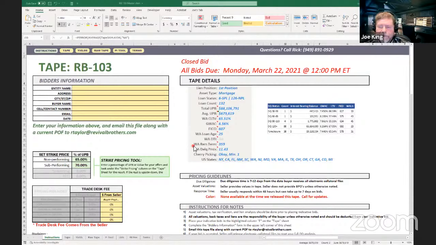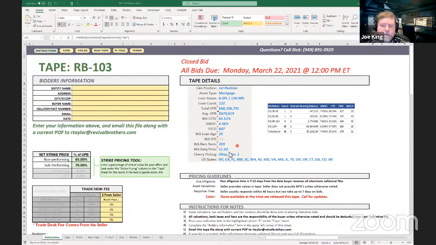So we also have another indicator here, which is the remaining term. The remaining term on average is 359, which basically tells us that we have full loans here. The reason the average is 359 is that I think there are some loan modifications in here at 480, which takes that average up.